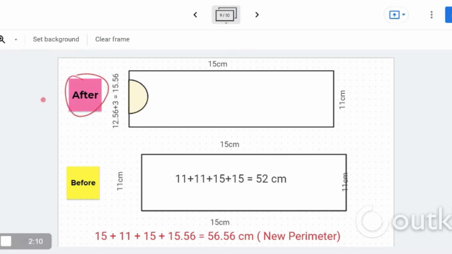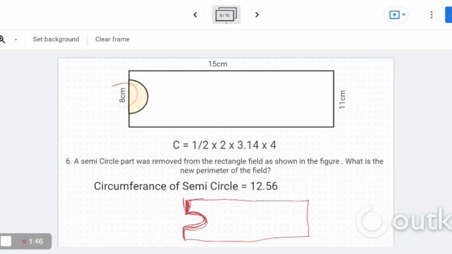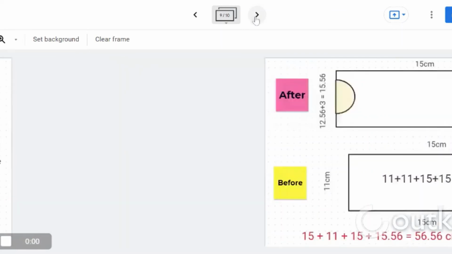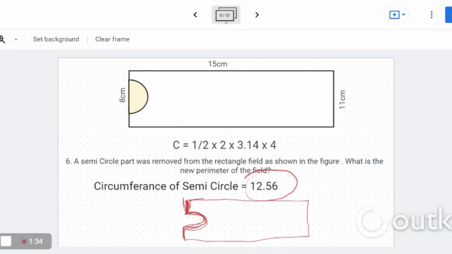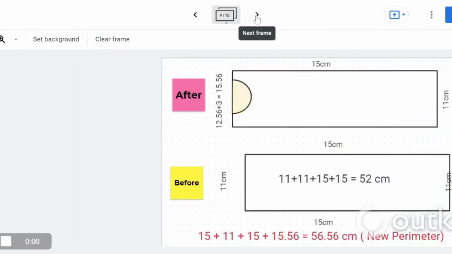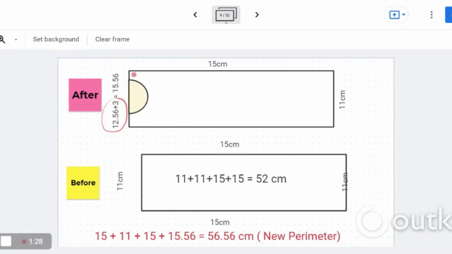But now, after what has happened, this side is cut out. This entire line was 11. Initially, it was 11, but out of 11, this portion is gone. So this portion is how much? 12.56. But remember, this small portion is still there, and that was 8. You remember in the old diagram, this was 8. So out of 11, if 8 is gone, 3 is still left. So this 3 has come from there. And as you know, I have taken the circumference as 12.56. So that 12.56 and the remaining 3 become 15.56.